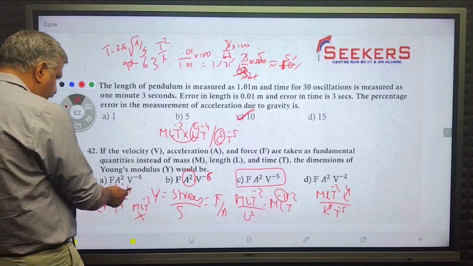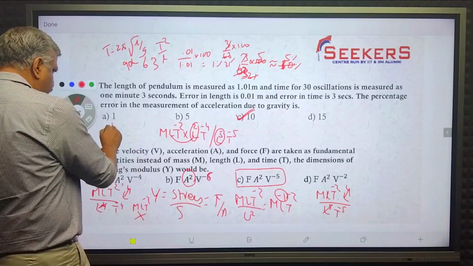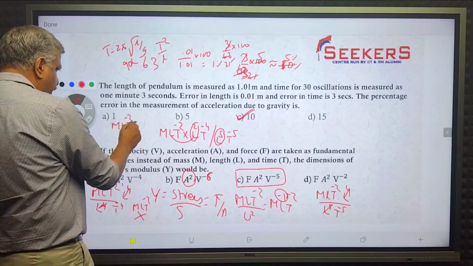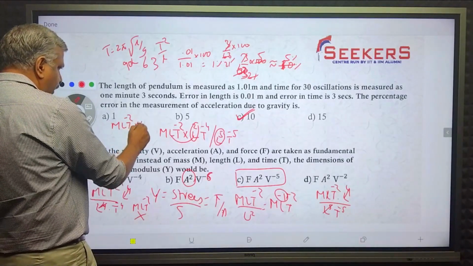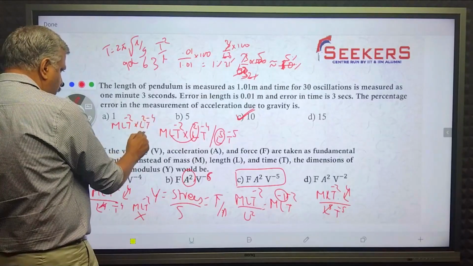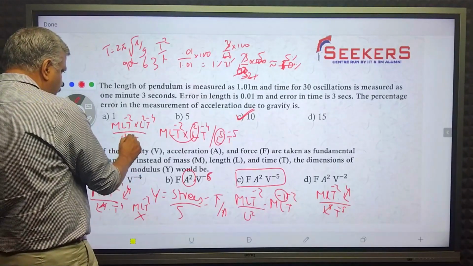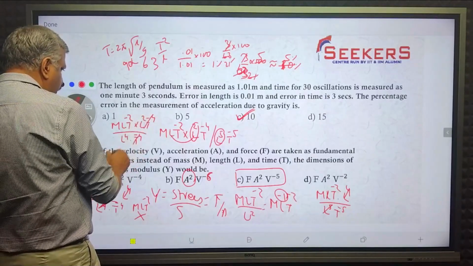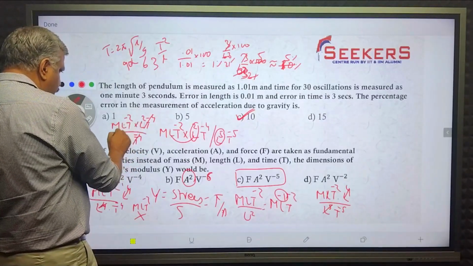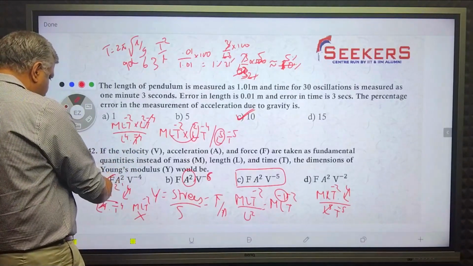So I have a feeling that this will be the answer. So let me check it out. M L T power minus 2 into a squared, L squared T power minus 4 divided by v power minus 4. So L power minus 4 into T power minus 4. So these two get cancelled. So this is L cubed. So this one, option A, will be the correct one.